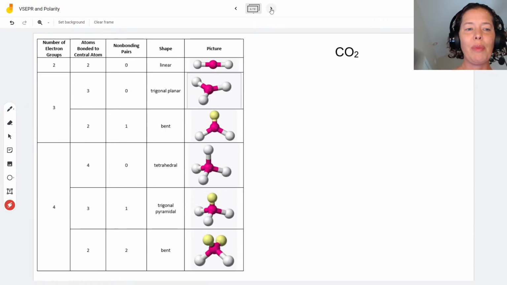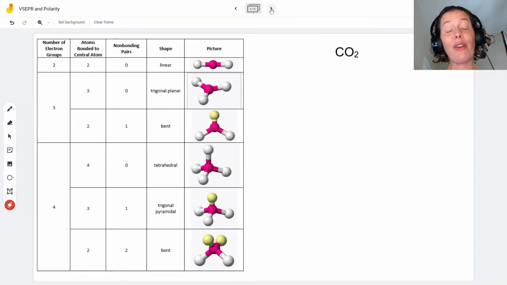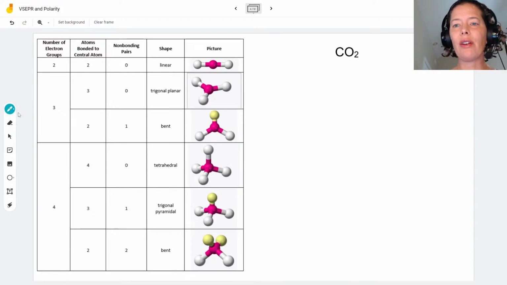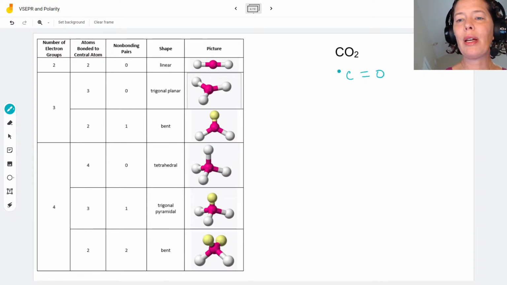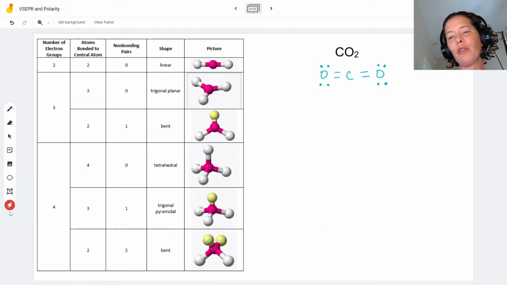And this is good because we should be able to go back and do our bond polarities, which is what I want to do. All right, so now we've got another very familiar molecule. We've got carbon dioxide right here. All right, so let's get our Lewis structure. Carbon is a central atom. It is double bonded to two oxygens. And each oxygen has a lone pair. All right, so here is my Lewis structure.